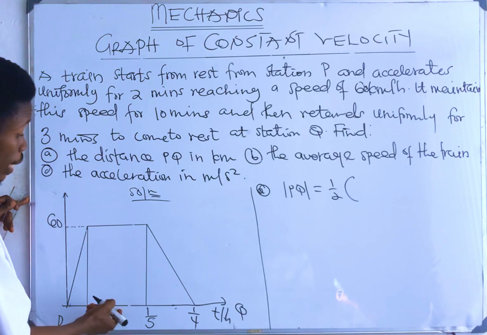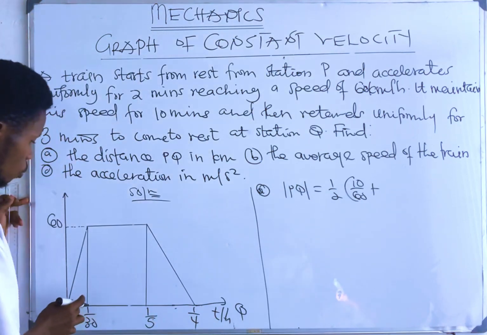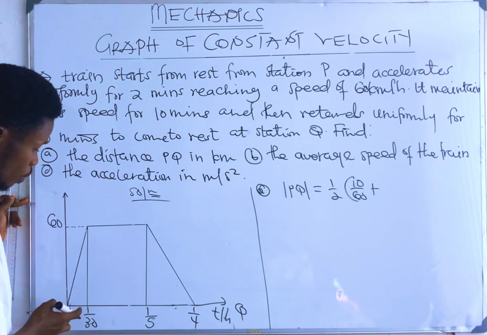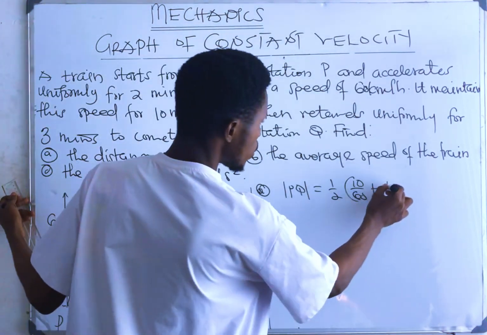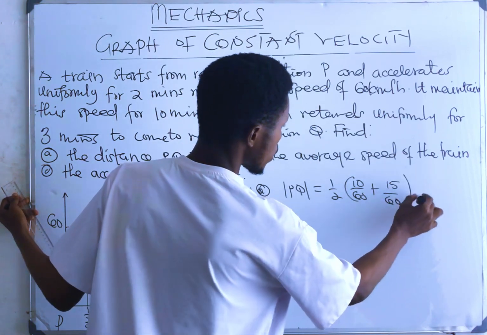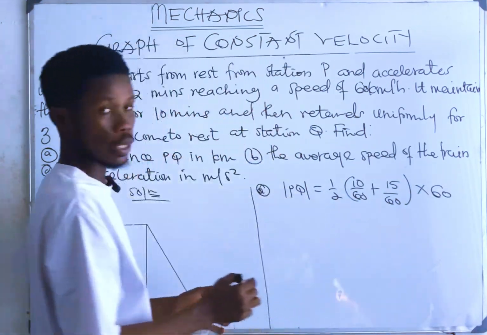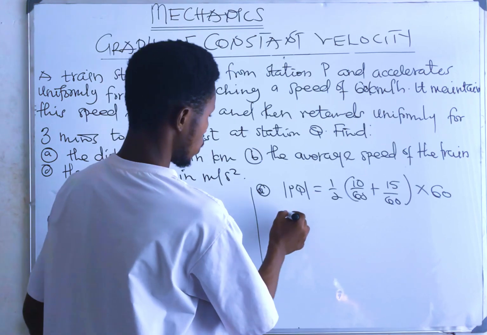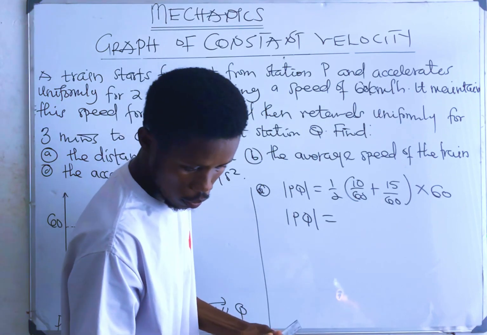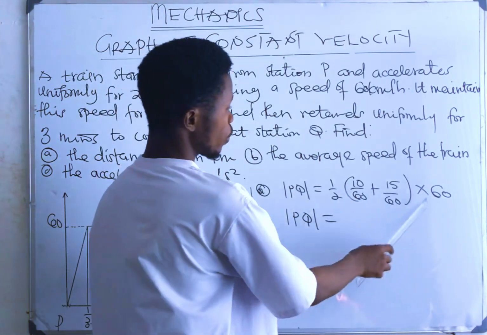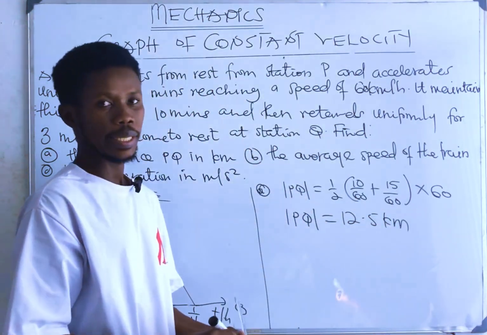From this place to this place is 10 minutes. So 10 minutes in hours will be 10 over 60, plus from here to that, which was 15. So that will be 15 over 60 times the height. The height is 60. So we have 60 here. Is that okay? Very good. So the distance PQ will be equal to, if you do everything, you get 12.5 kilometers.